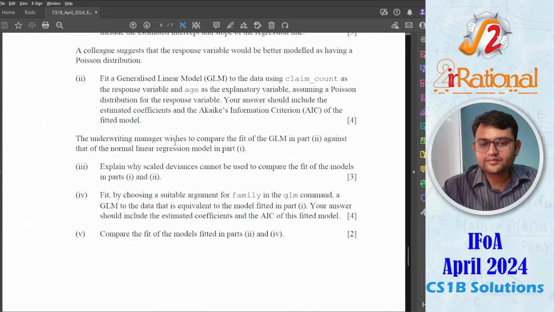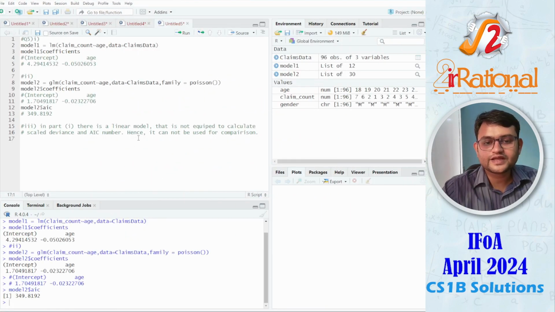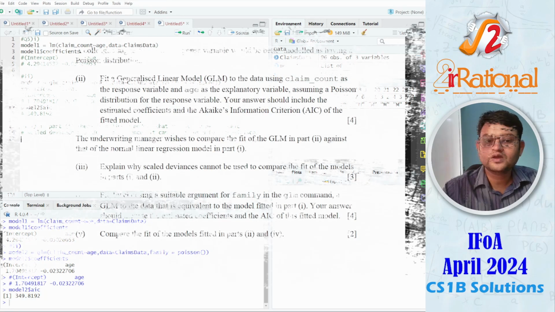The underwriting manager wishes to compare the fit of the GLM in part 2 against that of a normal linear regression model in part 1. Explain why scale deviance cannot be used to compare the fit of the model in part 1 and 2. In part 1, there is a linear model that is not equipped to calculate the scale deviance and AIC number, hence it cannot be used for comparison.